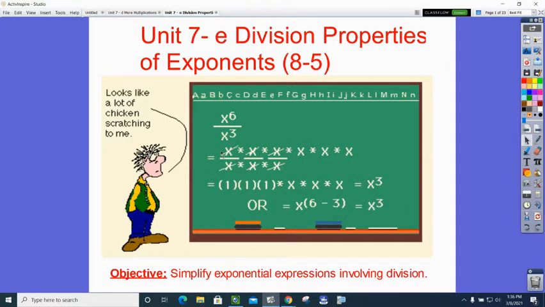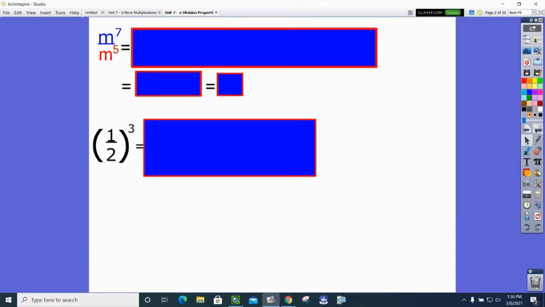And remember that anything over itself would be a factor of 1. So this would be 1 times 1 times 1, and then we'd have 3 factors of x in the numerator. So we would end up with x to the 3rd. Now, where does that 3 come from? Take the 6, the top numerator, minus the bottom, and there comes the x to the 3rd. So that is really our basic rule today.